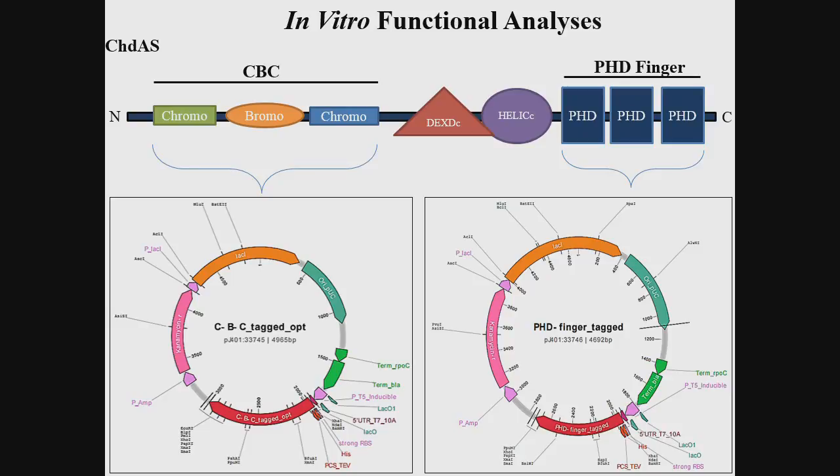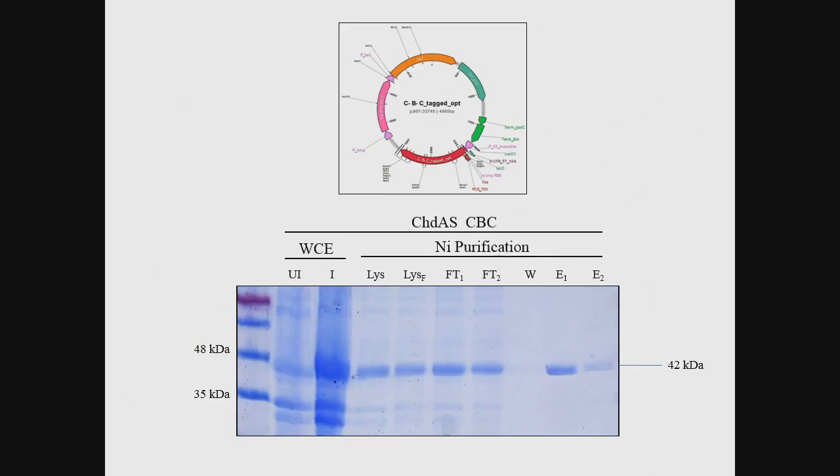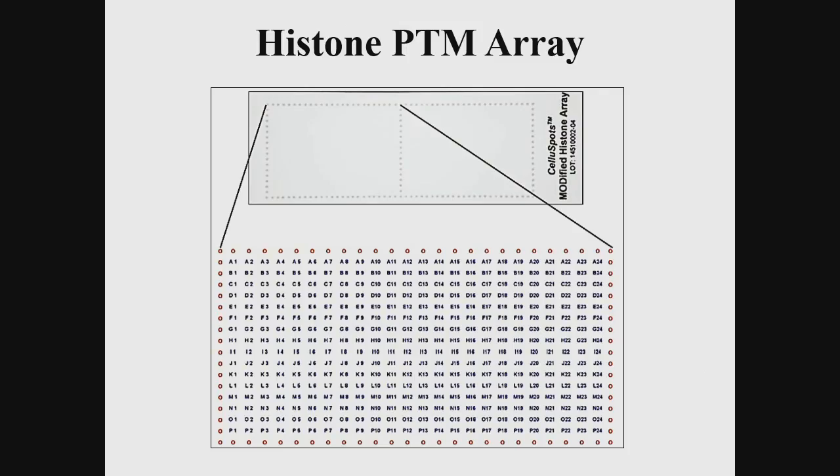And both of these proteins are well expressed. So the PHD finger wasn't really well expressed in this His tag vector, but upon expression in a GST vector, it's fine. So I initially did a protein peptide array using epigenetically modified histones, this commercial array that Alejandro spoke about, using this chromo-bromo-chromo synthetic peptide, which was purified in E. coli. So this is the commercial array.